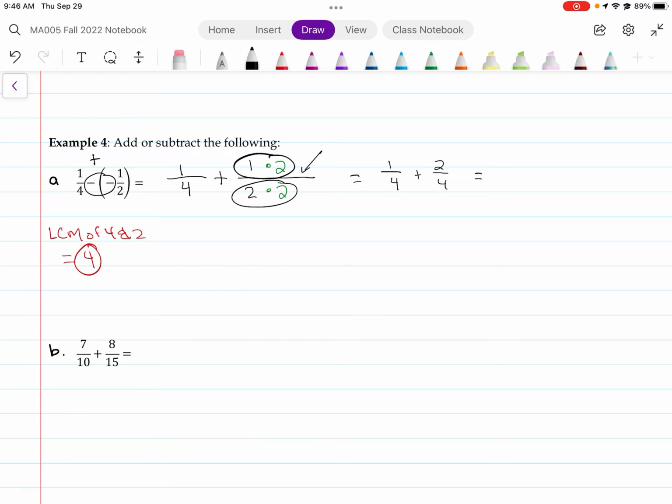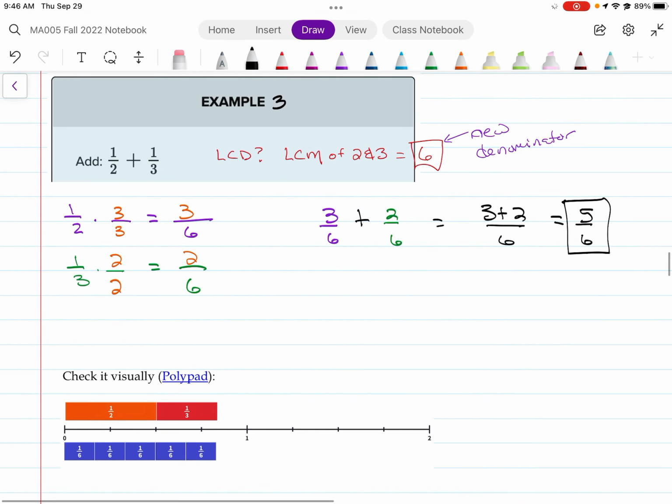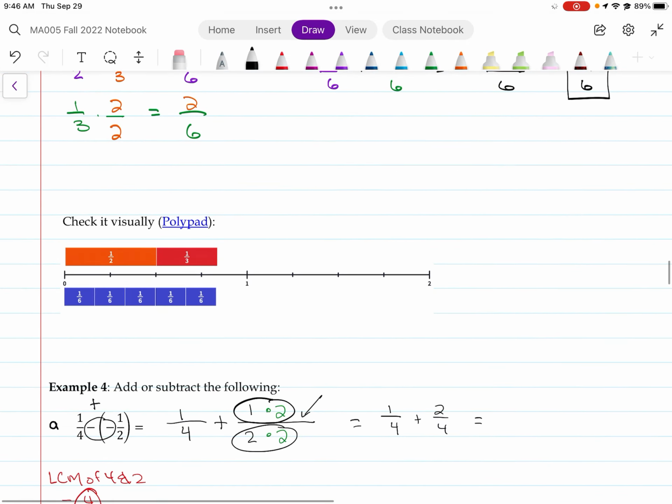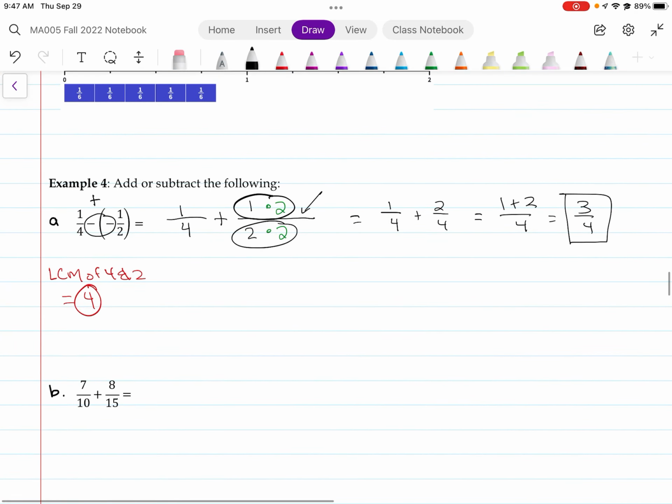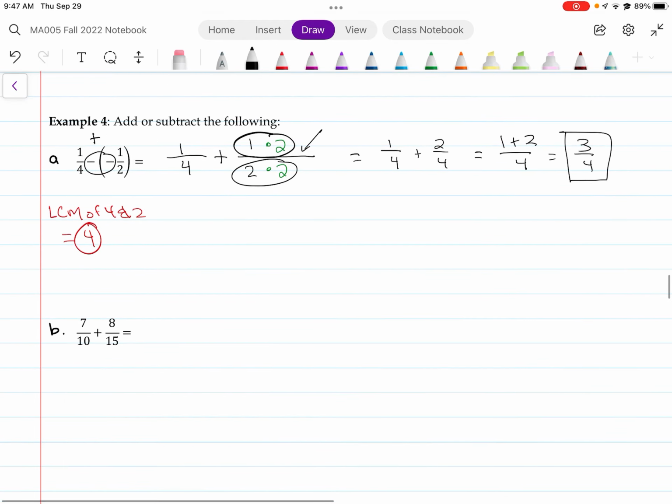And again, you can write all of this down below if you want to, like I did right up here, and then combine them, and that is totally fine. All right, so I'm going to take this one step at a time: 1 plus 2/4, so we've got 3/4. All right, next one, 7/10 plus 8/15. So give that one a try.